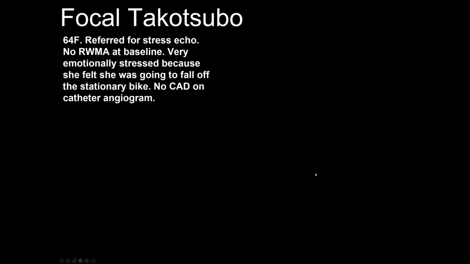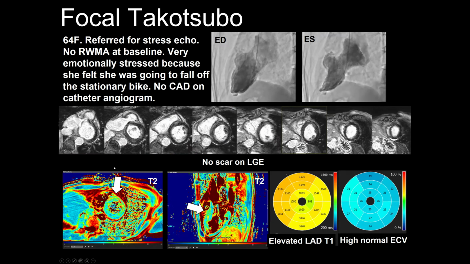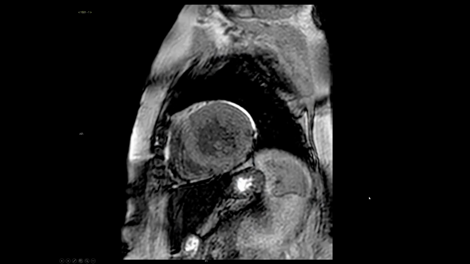Just a quick aside, here's a patient with focal Takotsubo, and it can occur very focally and not at the apex as well. And you can see here a focal dyskinesia in the basal anteroseptum, but no infarct, just that mild kind of intermediate signal intensity late gadolinium enhancement. On mapping, however, it's very obvious that there is an abnormality with elevated T2 and T1, as well as borderline ECV.